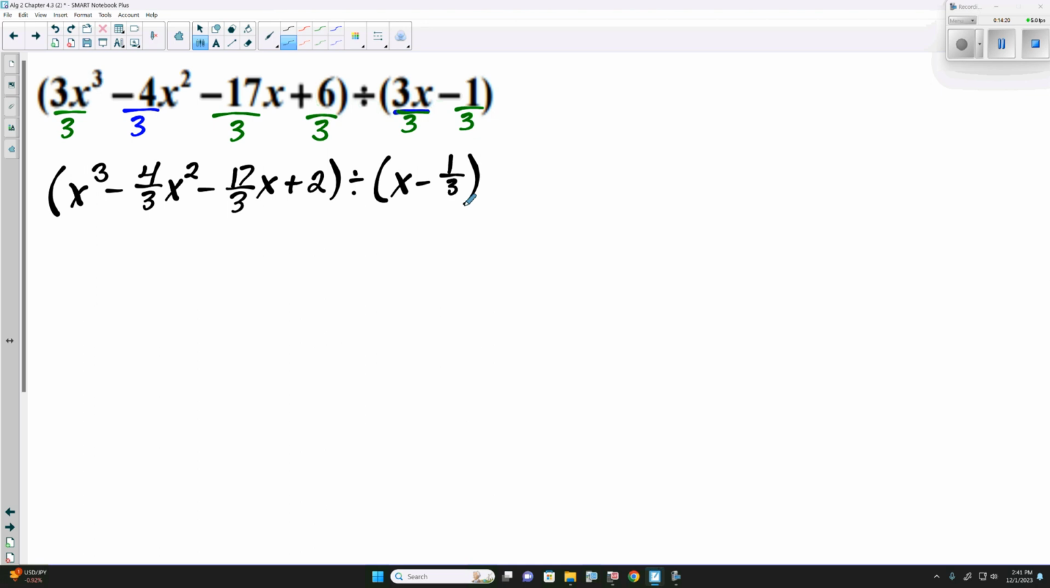Now for the next part, 3x does divide by 3 nicely. We get x. And with the last part, 1/3. Questions on any of this here?